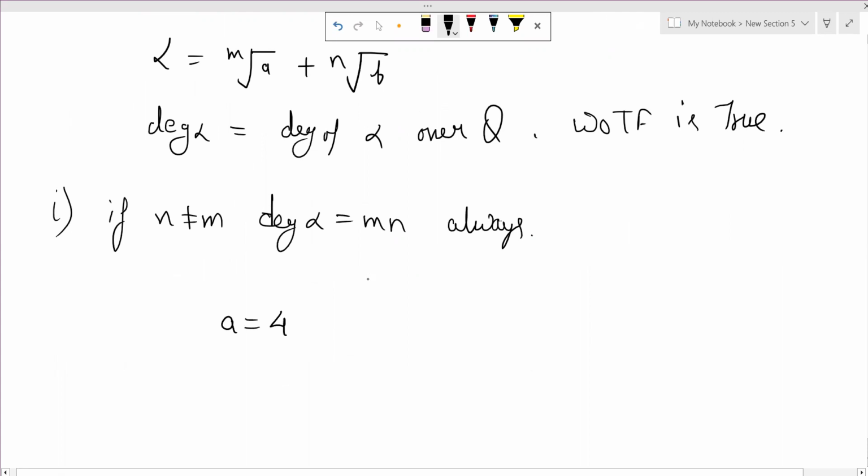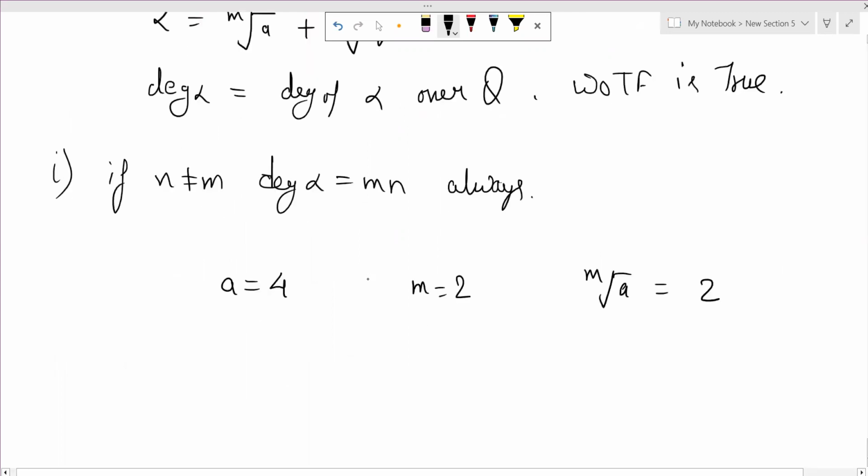A equals 4, m is equal to 2. So that means m-th root of a is basically 2 for your case, right? Yeah, and what is b? B is the same, 4. And what is n? B is 9, n is 3. And n-th root of b, what is this?